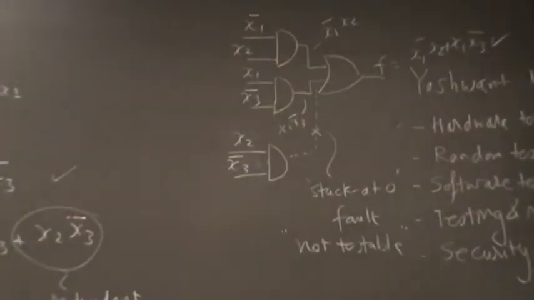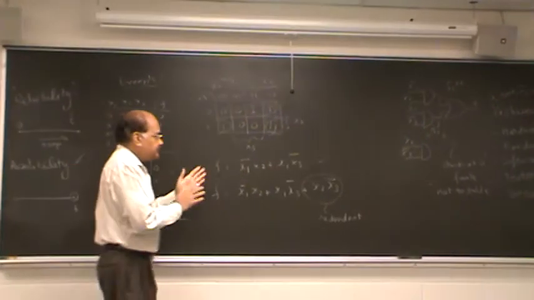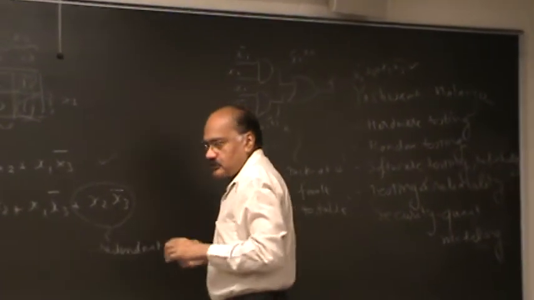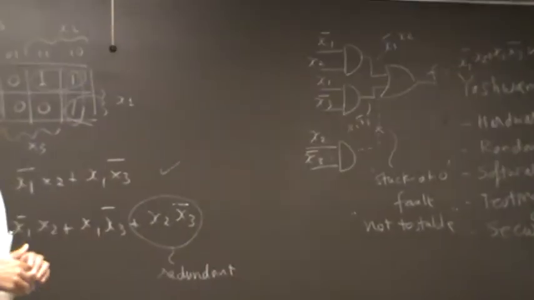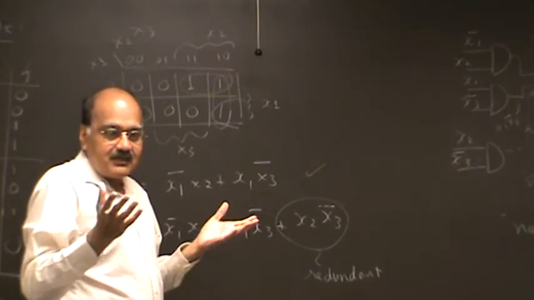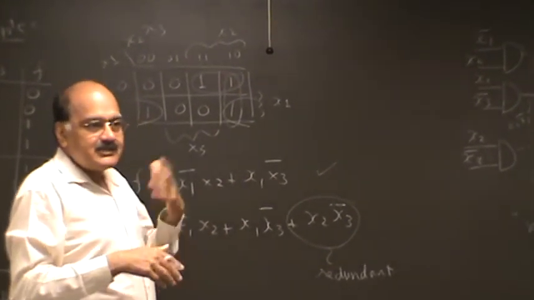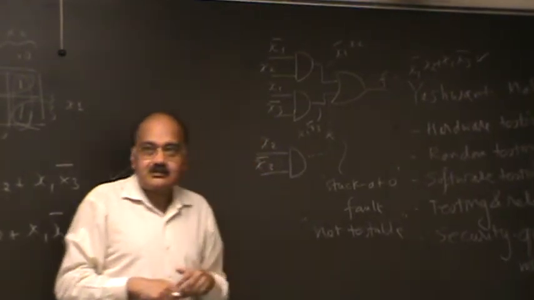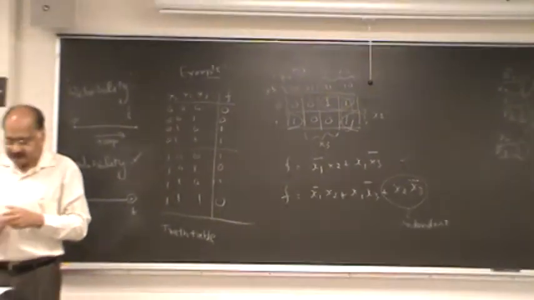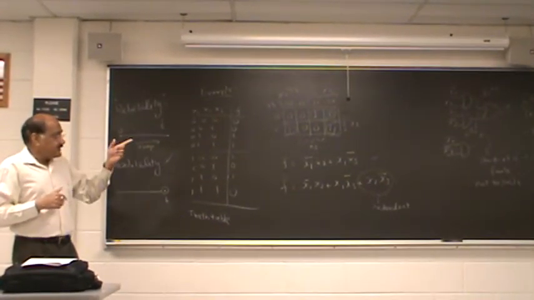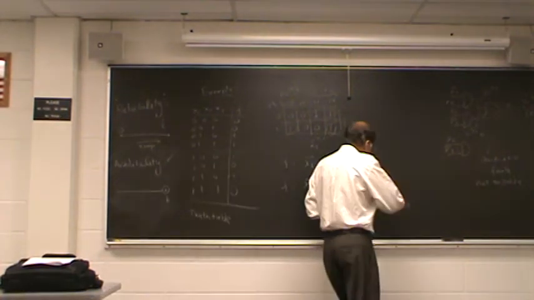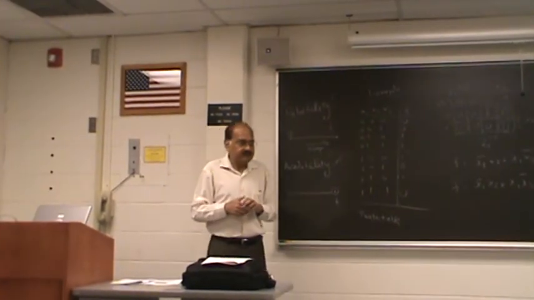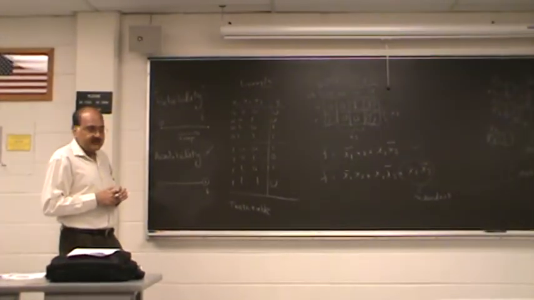Now, usually we will assume that you can access the inputs. So here are the inputs. You can apply some inputs, and you observe the outputs, and by looking at inputs and outputs, you have to decide whether a fault is there or not. And if a fault does not affect the behavior of the circuit under any circumstances, then that fault is basically not testable. So this is an example of an untestable fault. And as you can see, that untestable fault is related with this redundant term. So if you have redundancy in your logic, then you may have some faults which are untestable.